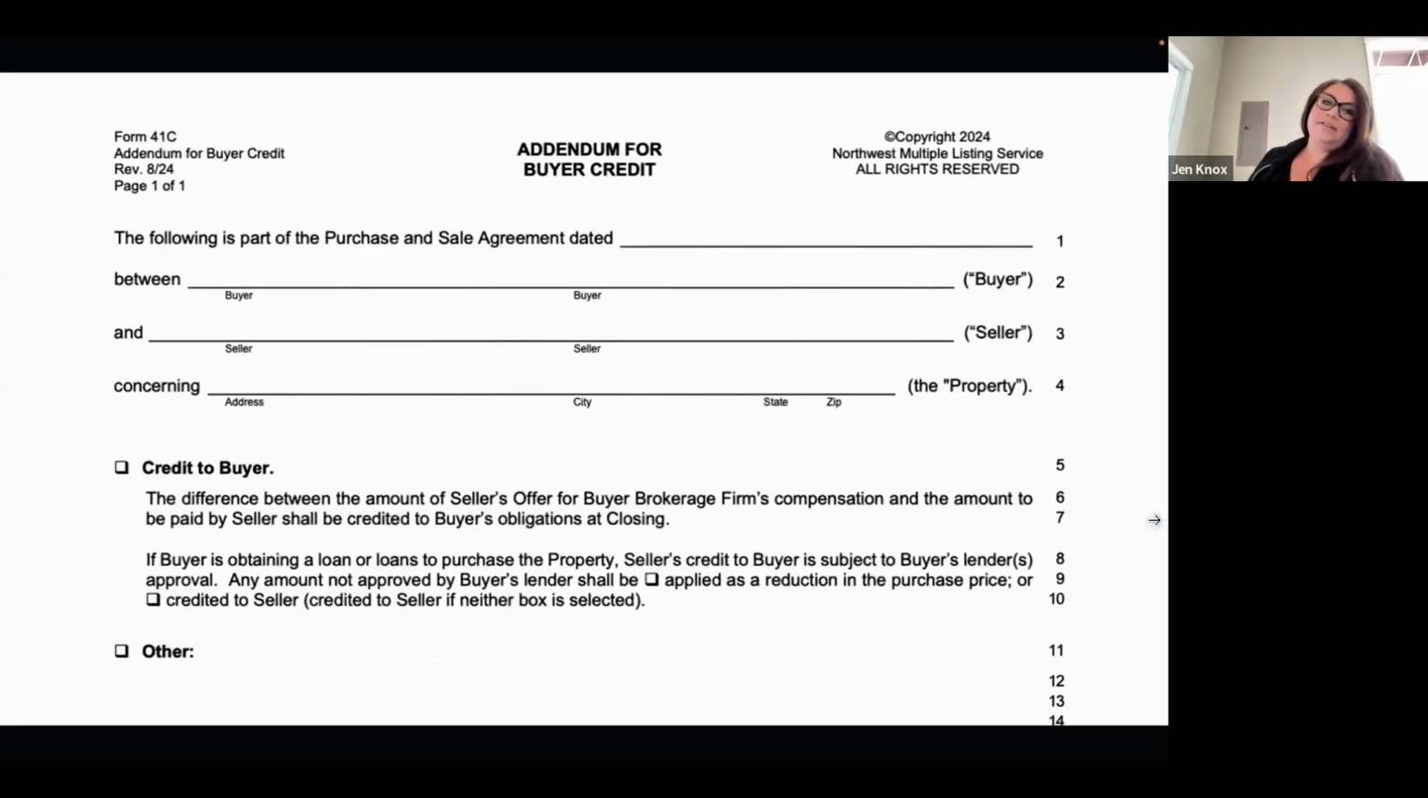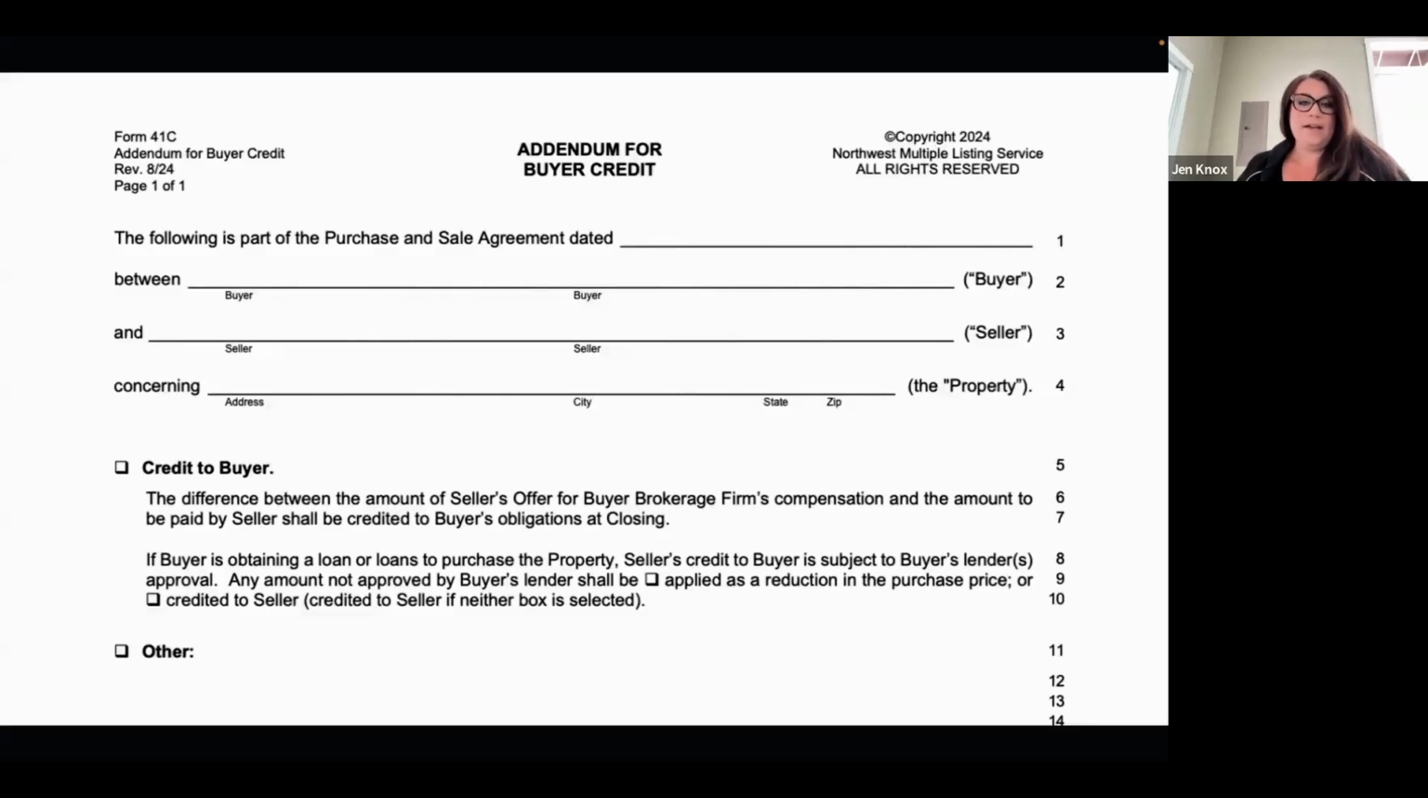41C is titled the Addendum for Buyer Credit. But it actually does give us more flexibility than just giving a credit to the buyer. We could use the other box and we could allocate those differences to go back to the seller. In any regard, it's best to document every single dollar amount that is being offered of compensation. Leaving things ambiguous, I think, is just going to create more confusion.